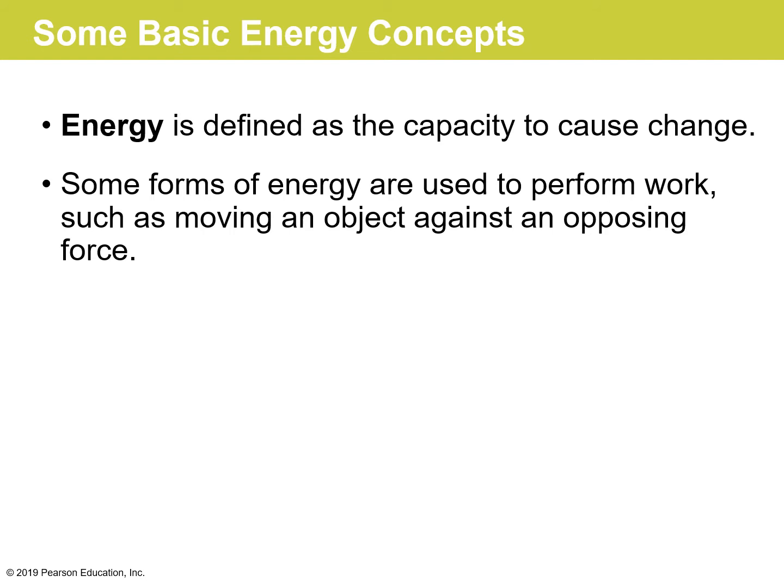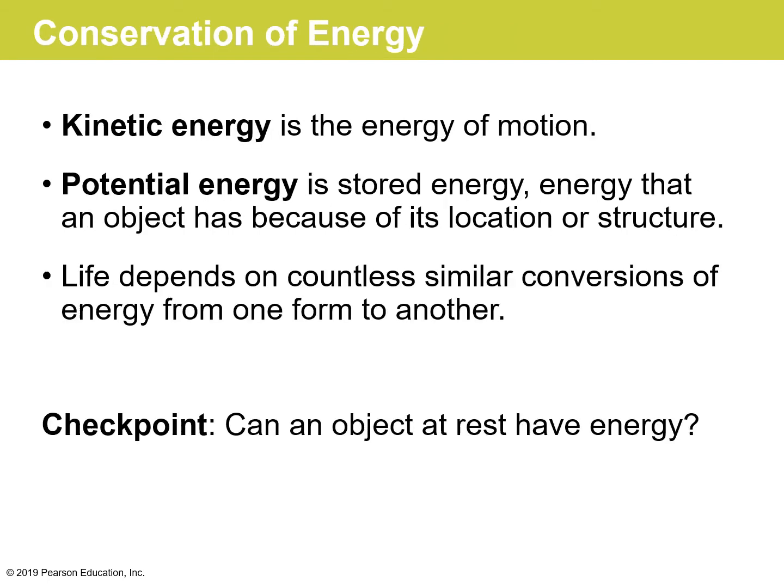Energy concepts. What is energy? Energy can be defined as the capacity to cause change. It is the ability to work. And there are different forms of energy. The two forms of energy are kinetic energy and potential energy. Kinetic energy means the energy of motion, while potential energy is whatever energy is stored in an object because of where it is located or because of its structure.